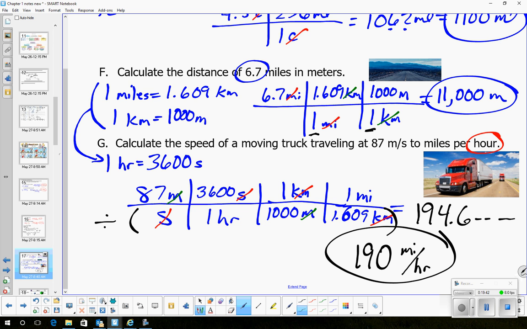Okay. So do you see how this works, this factor label, or dimensional analysis? It's so that you keep track of the units. So don't forget the units when you give me the answer at the end. Okay? Units are really important, and you're going to be given points for units. All right, going on.